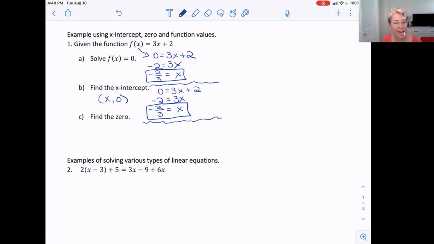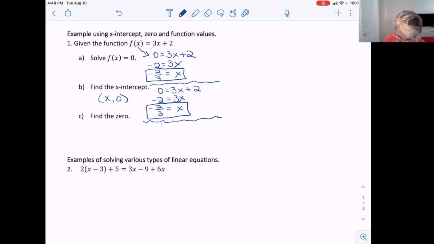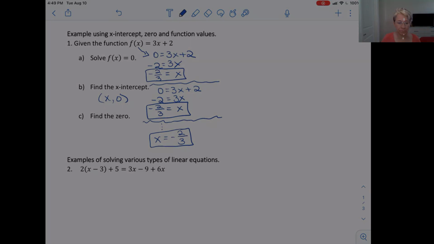Guess what? When they ask us to find the 0 of the function, that is when f of x equals 0. So we don't even have to do all of that again. We've already found it. We know x is -2/3. Why are we showing you this? Because they may ask for any of those three things, and they're all the same thing. The x-coordinate of the x-intercept. Where does the graph hit that horizontal axis?